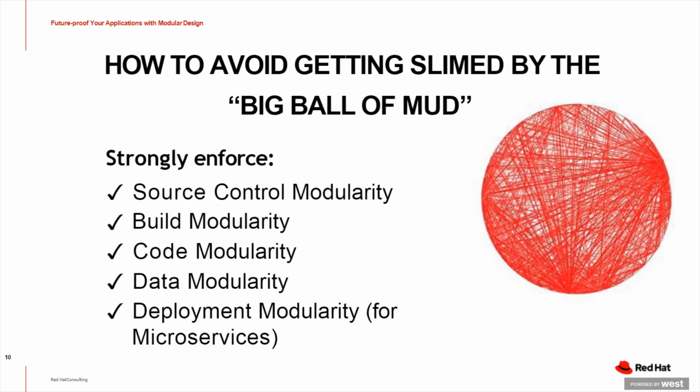So how do you avoid getting slimed by the big ball of mud? Well, you must strongly enforce source control modularity, build modularity, code modularity, data modularity, and deployment modularity for microservices. And so many people associate big balls of mud with monolithic applications, but trust me, you can create big balls of mud for microservice applications as well.